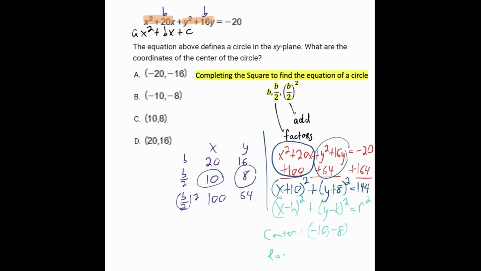And the radius is going to be the square root of 144. It's going to be 12. And that's because r squared equaled 144. And if we took the square root of both sides there, we would get r equals 12. So we know our center is negative 10, negative 8. The radius is 12. We're being asked for the center, and so that's b.